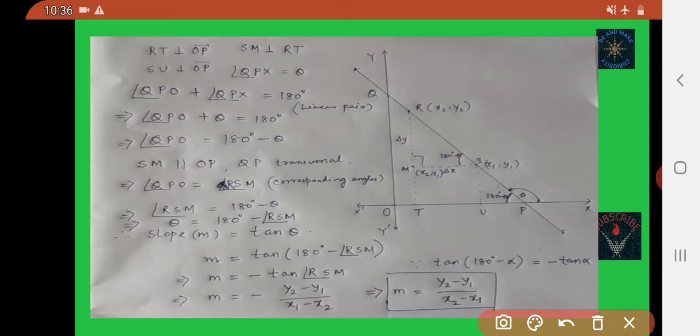As it is negative, you can write m is equal to y2 minus y1 by, here you change, x2 minus x1. This can be written as m is equal to y2 minus y1 by x2 minus x1. So the slope of a line when 2 points are given is y2 minus y1 by x2 minus x1.